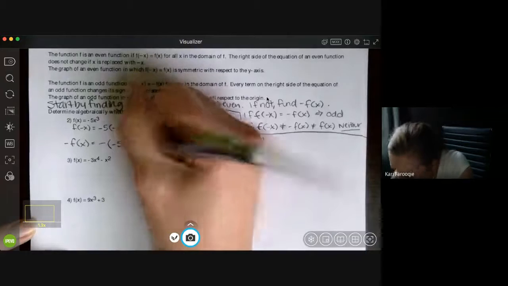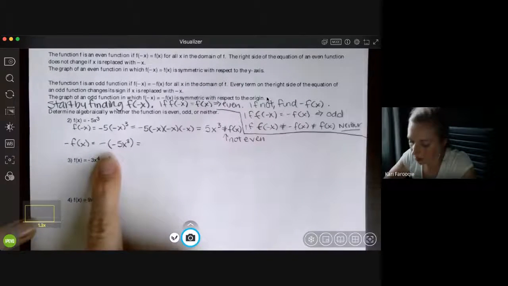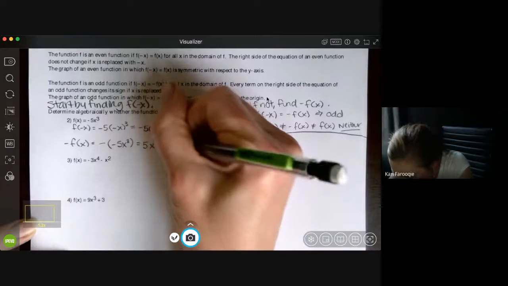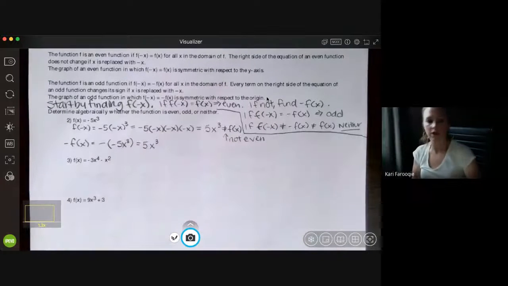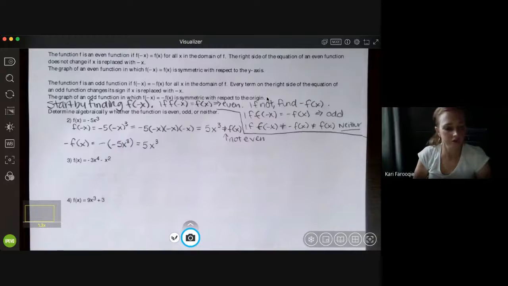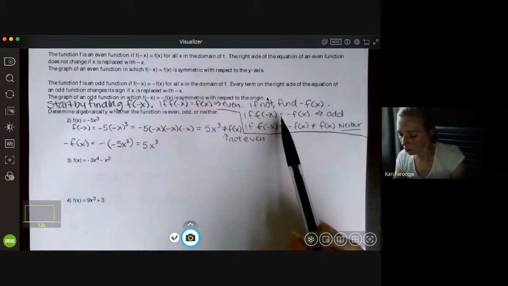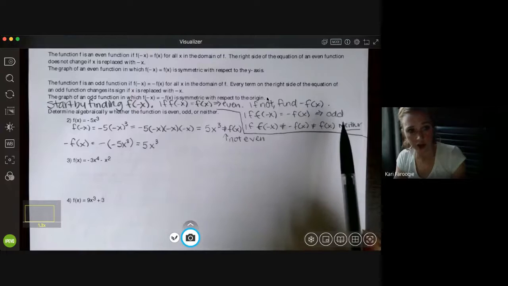Now you have 2 negative signs. And if you have 2 negative signs, that makes a positive. So a negative times a negative is a positive. And negative f of x is positive 5x cubed. So then you will go back to your directions. If f of negative x equals negative f of x, then your function is odd.